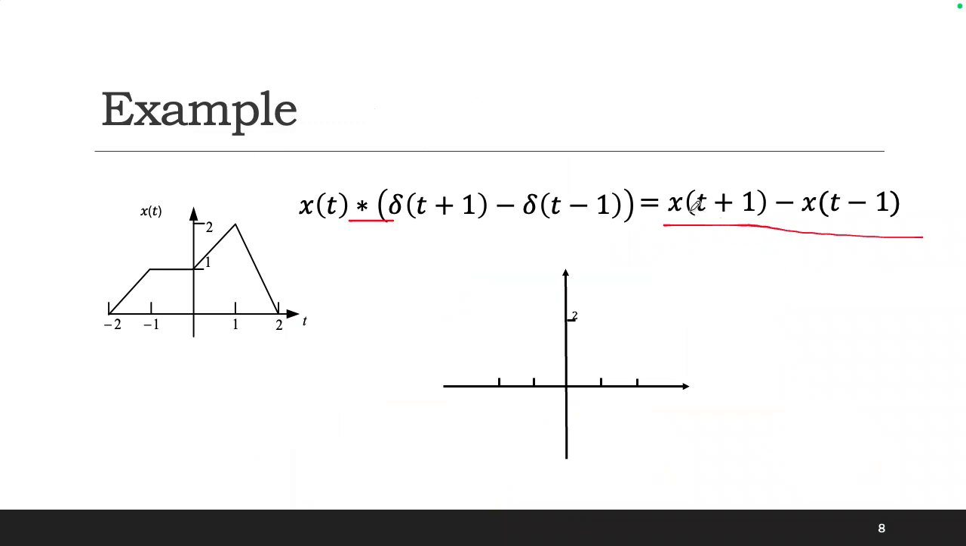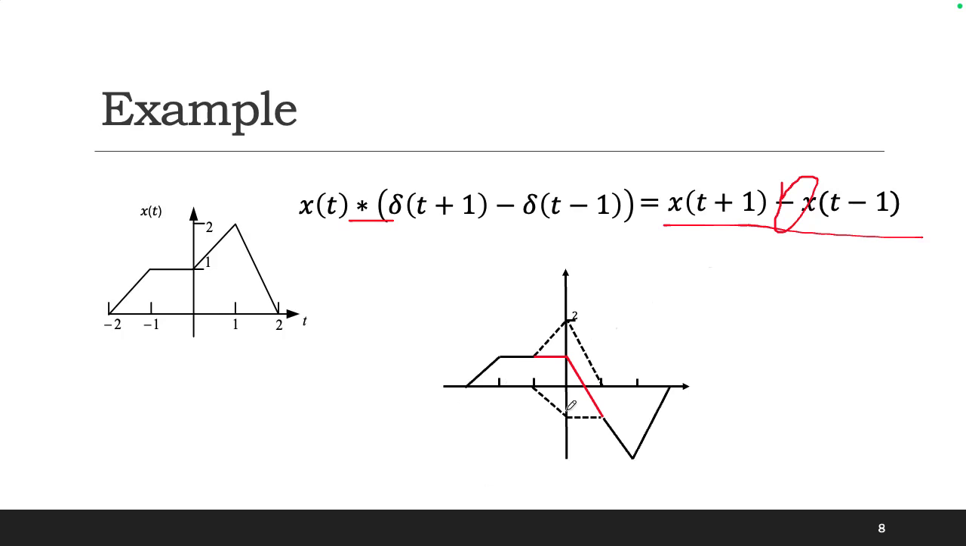What is x(t) minus 2? No, what is x(t) plus 1? Plus 1 means it will left shift 1 unit. What is x(-t) minus 1? Right shift. But here there is a minus, which means it is a flip. Not flip this, flip this. Like this. And then you just add them together, and it will look like this. Does that make sense to you?